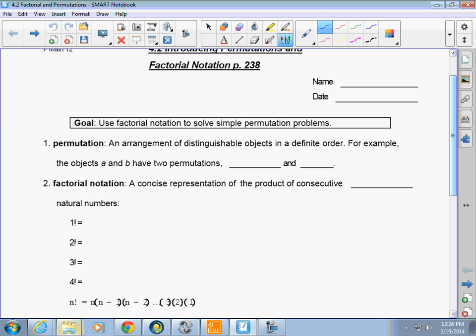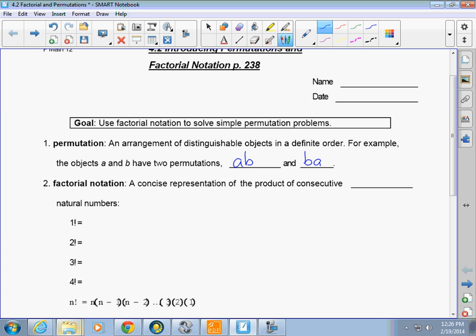So it says, for example, the objects A and B have two permutations. I can arrange them as AB or BA. So if I have a red sock and a blue sock, I can go red sock, blue sock, or blue sock, red sock. So that's all it is. Permutation is a way of arranging distinct objects in a particular order.